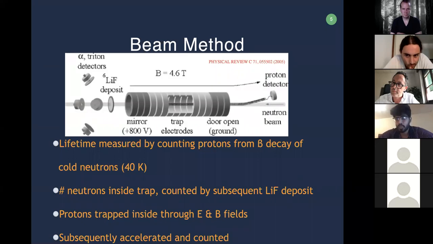It helps to have them cold, because when they pass through this trap, they spend more time, and hence more protons are inside the trap. The number of neutrons at any given point inside this trap is counted by the subsequent lithium fluoride counter placed to the left in this figure, and the neutrons just flow out because they are not sensitive to the E and B fields. The protons instead, which are produced by the neutron decay, are trapped inside with large electric and magnetic fields, and then subsequently these protons are extracted, accelerated, and counted. So this is called the beam method.